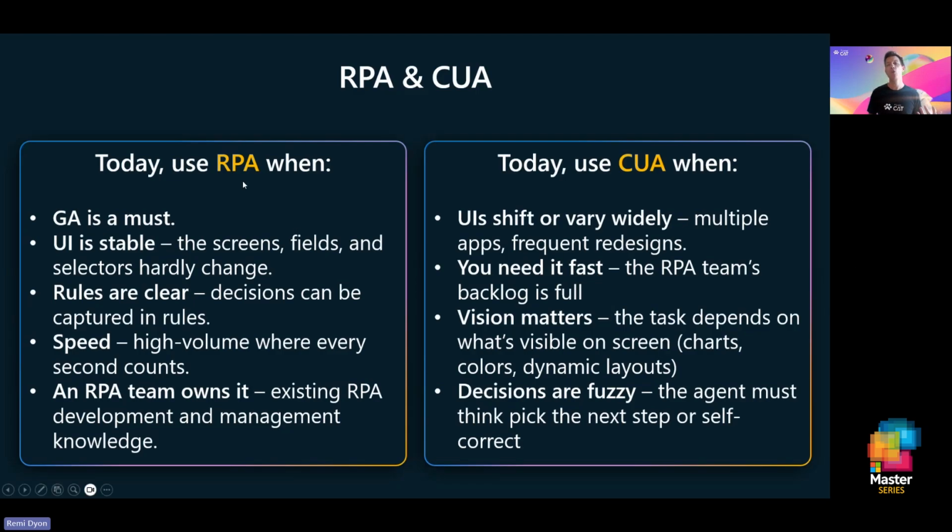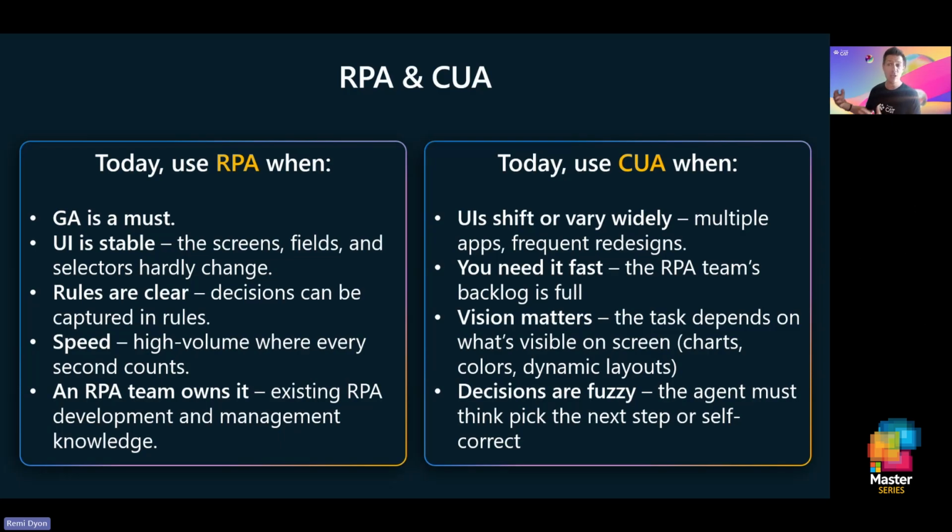If you want to go with something that is GA, that is using a UI that is completely stable and it's not going to change anytime soon because you control that UI, when the rules are clear, when you want speed, high volume, RPA is the go-to for that. And if you have an RPA team already there to build you a desktop RPA, use that. So that's when you can use RPA, when this is great.